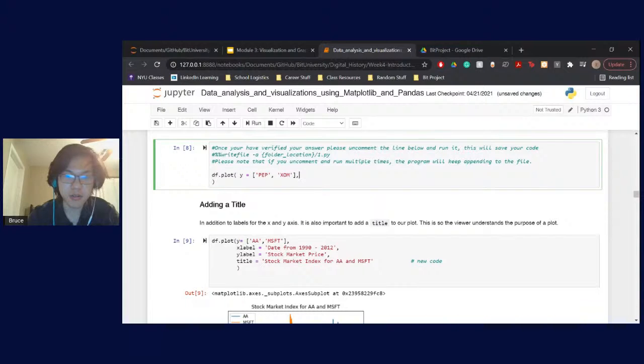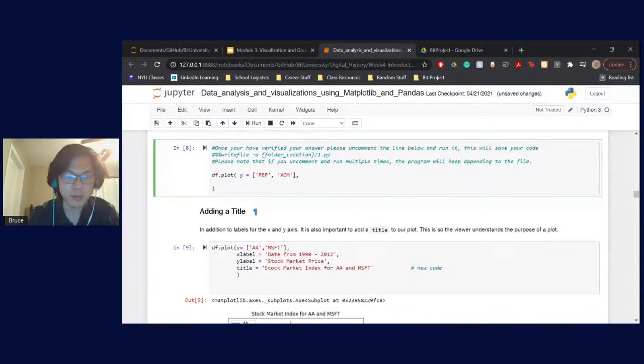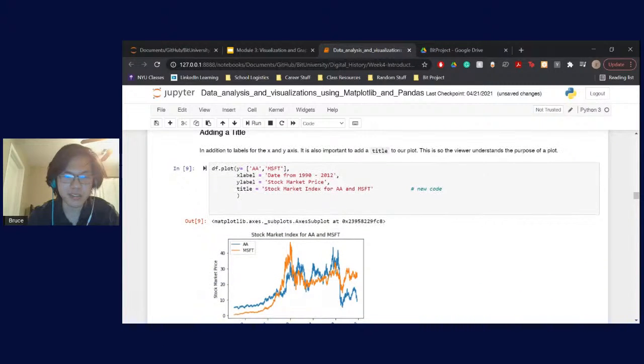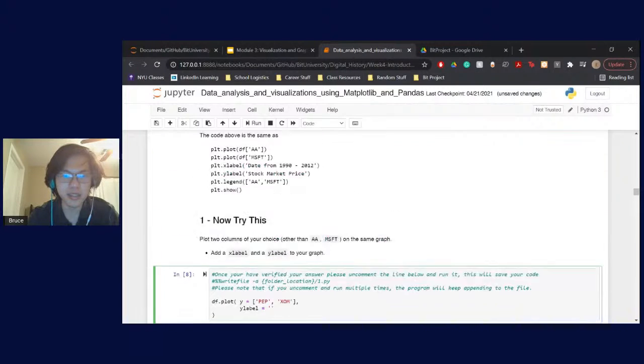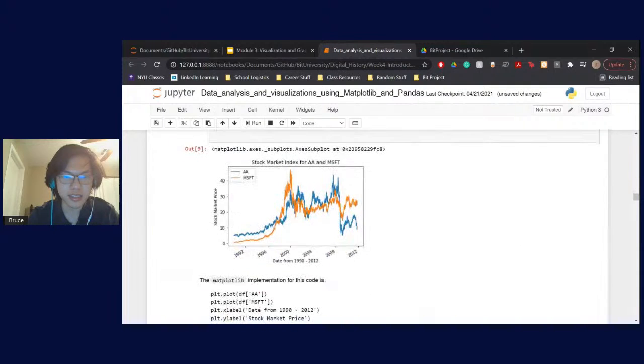Right, and now we are going to have to pass the ylabel. The ylabel is the string that we want to be associating with the y-axis. And so what are we actually plotting along the y-axis? What does the y-axis represent? That's the stock price.